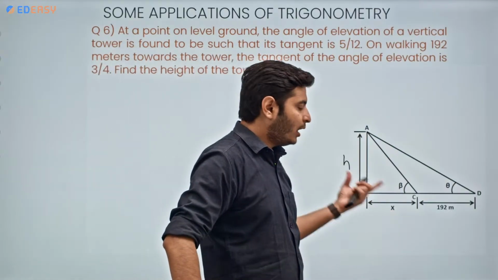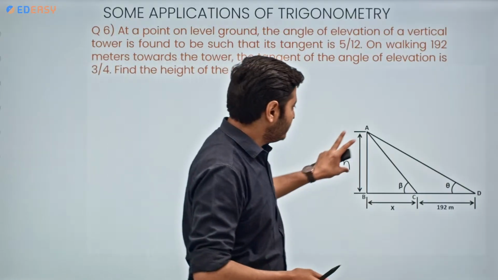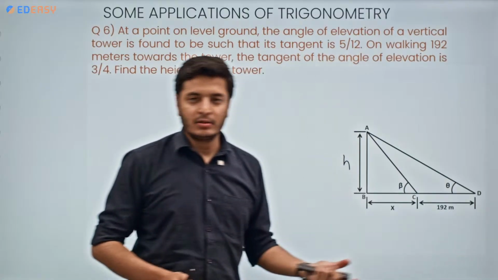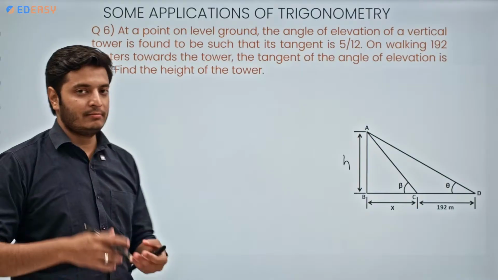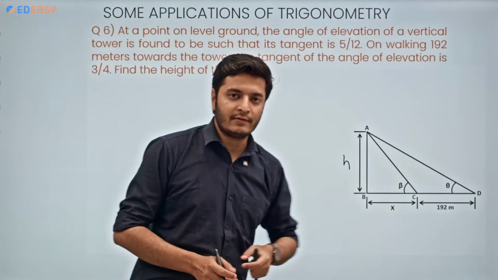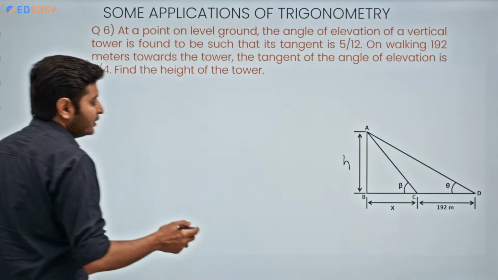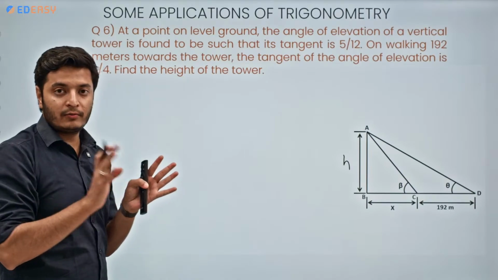Now, how to solve this problem? First thing, again we are dealing with perpendicular and base values, na? So we are going to go with tangent. And also it is more important for us to use tangent because the tangent of those angles is given, that is 5 by 12. So if I am looking at triangle ABD, after writing everything for you, I am explaining again.